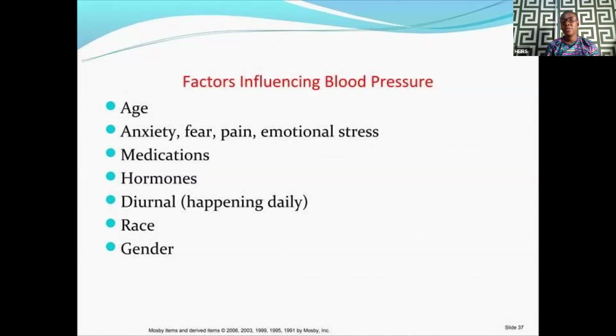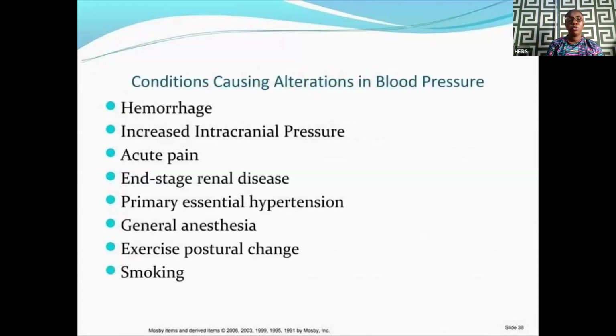Then diurnal happenings: waking up very early in the morning, many times the reading is still around the normal, a bit lower. But by the time the patient has done a bit of exertion here and there, by evening, if you record the blood pressure, you may find that it's a bit higher than what you had in the morning. That is also expected, provided what you have in the morning and in the evening is still within the range of what we discussed. Then your patient's race and gender are also points to consider in blood pressure reading.